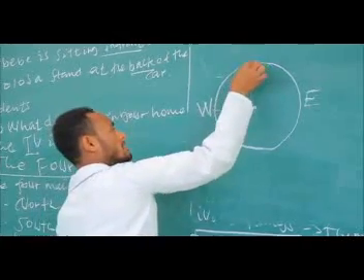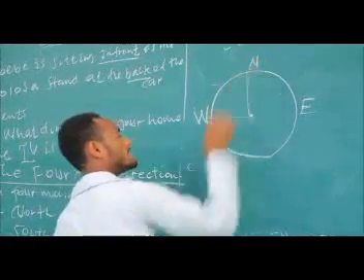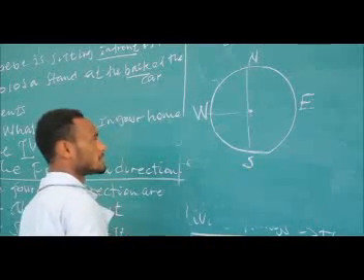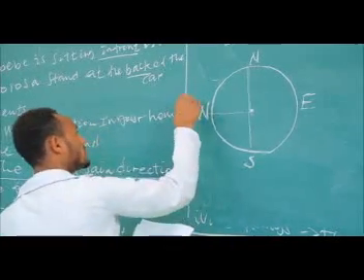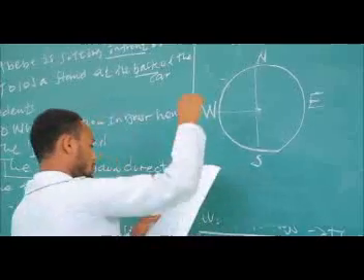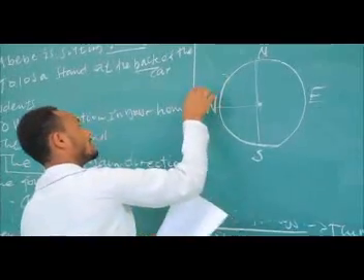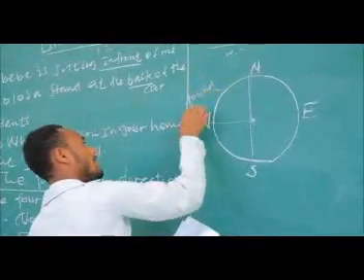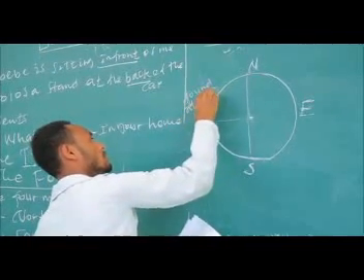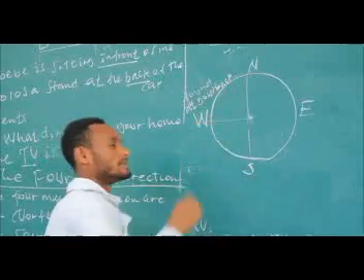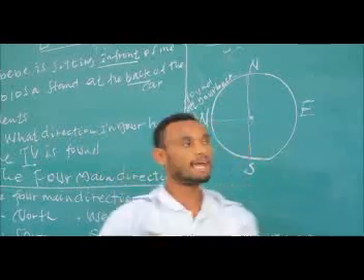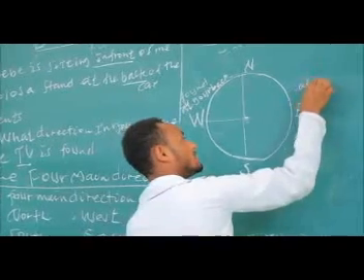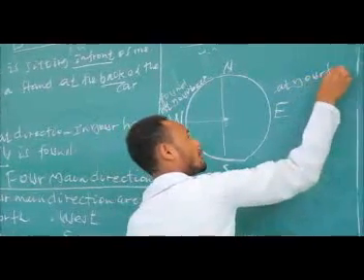This is called north, and this is called south. So west is found behind you. The west is found at your back, and the east is found at your front.